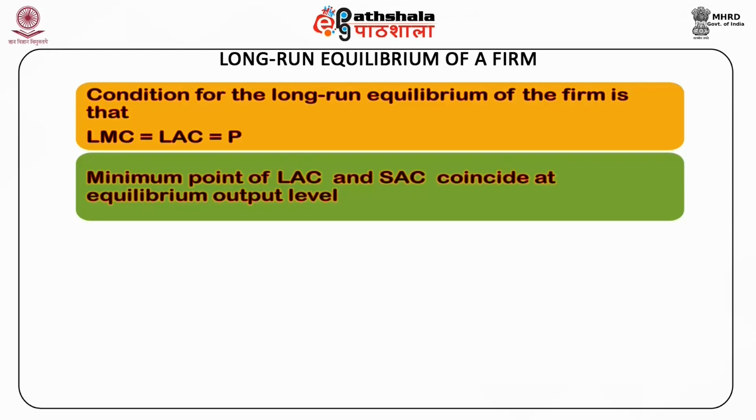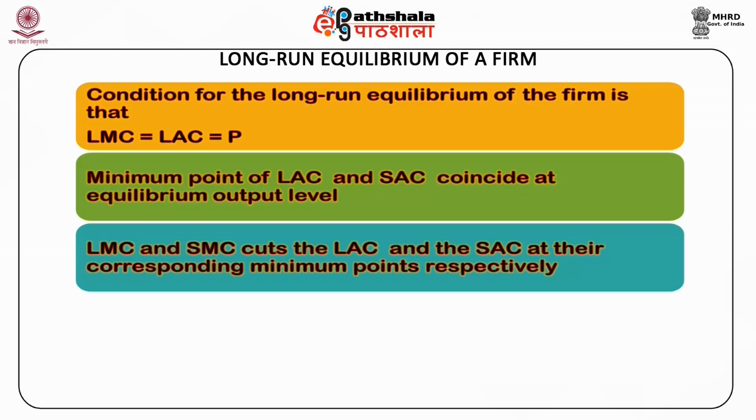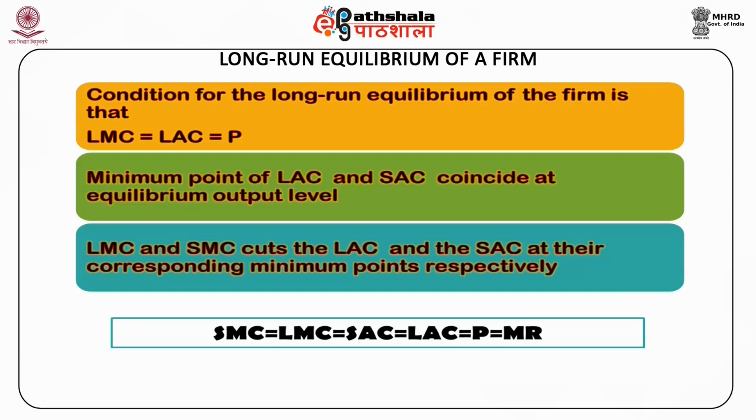Thus, the minimum point of long-run average cost and the short-run average cost coincide at the equilibrium output level, that is, the optimal level. At the same time, the long-run marginal cost and the short-run marginal cost cut the long-run average cost and the short-run average cost at their corresponding minimum points respectively, so that we can say that short-run marginal cost is equal to the long-run marginal cost, which is equal to the short-run average cost, equal to long-run average cost. This in turn will be equal to the price and the marginal revenue.